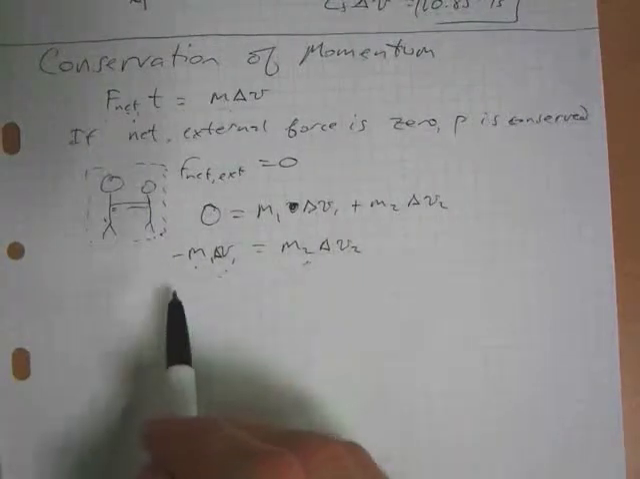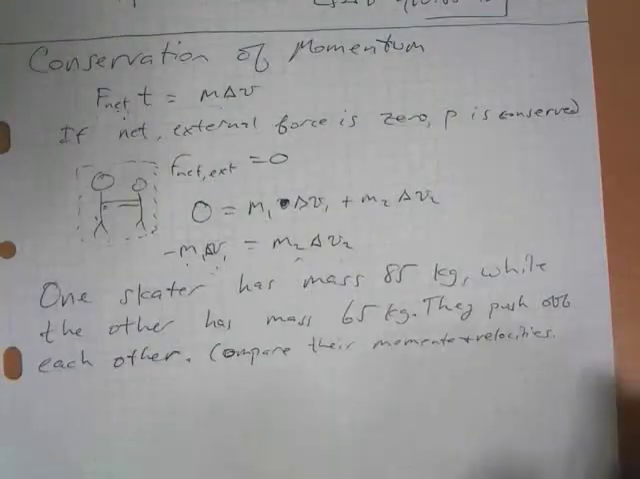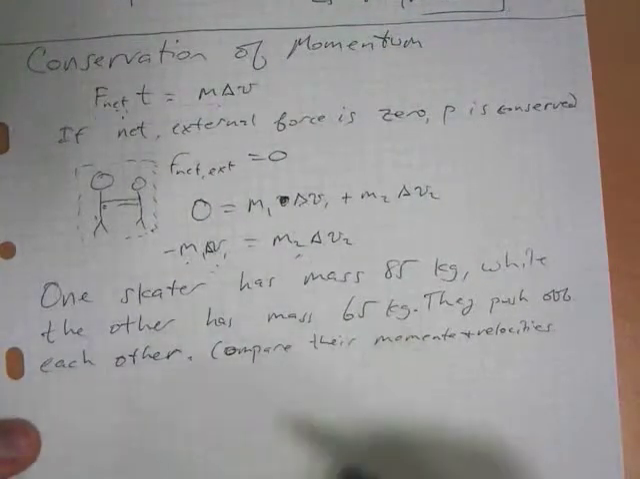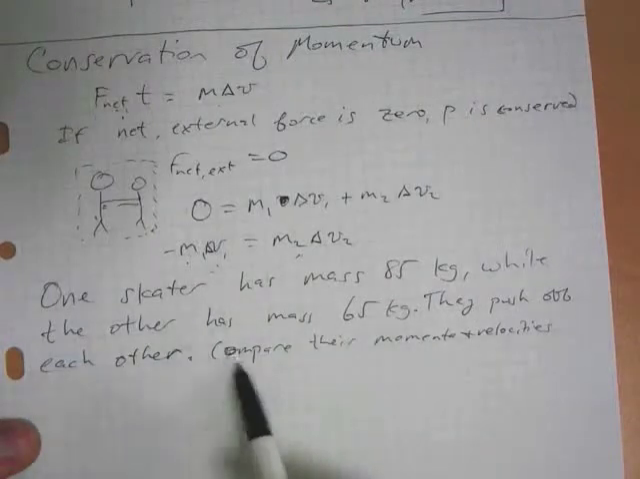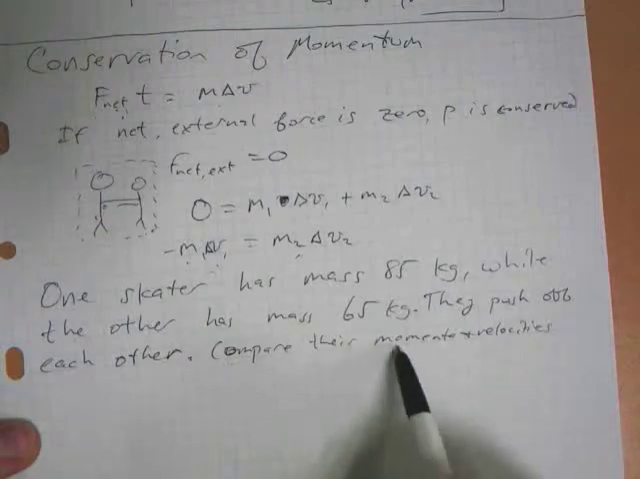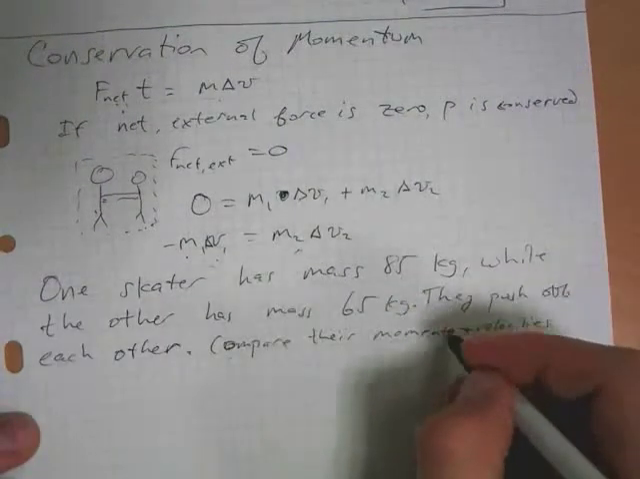Now, let's say, for example, one skater has a mass of 85 kilograms while the other has a mass of 65 kilograms. They push off each other. We want to compare their momenta and their velocities. Momentum is a Latin word, so the plural is momenta, not momentums. So we want to compare their momenta and velocities.